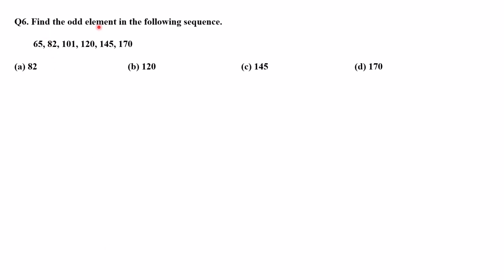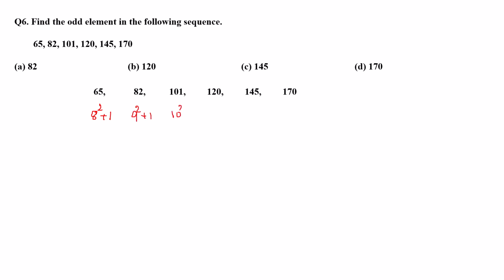Now question number 6. Find the odd element in the following sequence. Which is the odd one out, that you have to find out. Means there will be one number which is not following the same pattern. Okay. So let's try to find out. So you see 65, 82, 101. If you observe these numbers, see 65 is what? 8 square plus 1, isn't it? 8 square is 64 and plus 1 will give 65. 82 is 9 square plus 1.